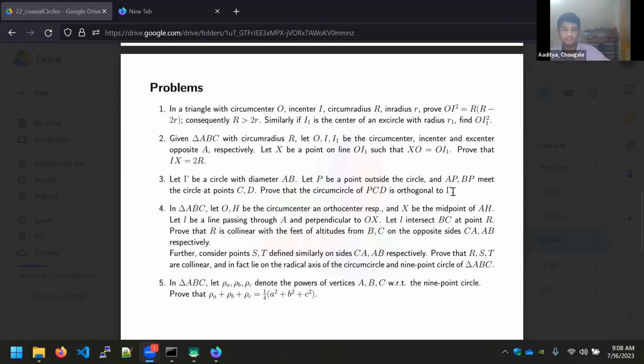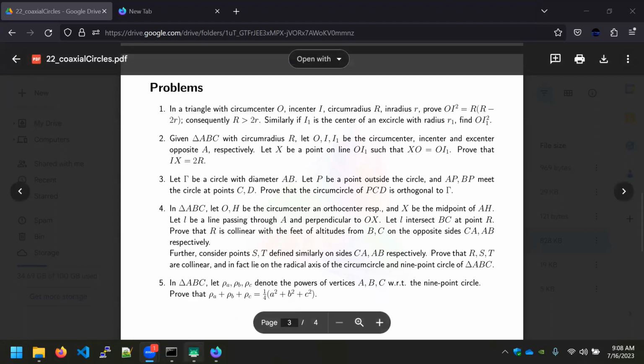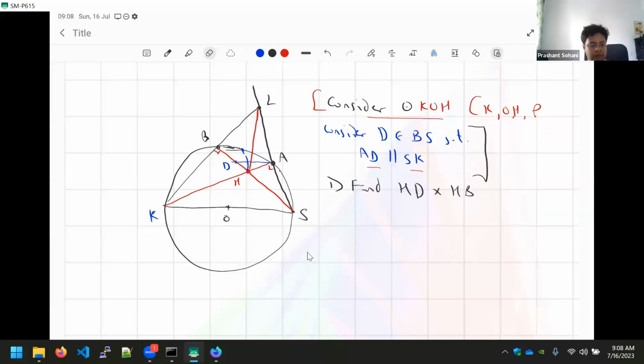Yes. So I hope you remember this question. Yes, sir. Okay. So I've started with the same diagram. So this point L, which is taken outside our diagram circle. So we join them as usual and we get the orthocenter configuration.